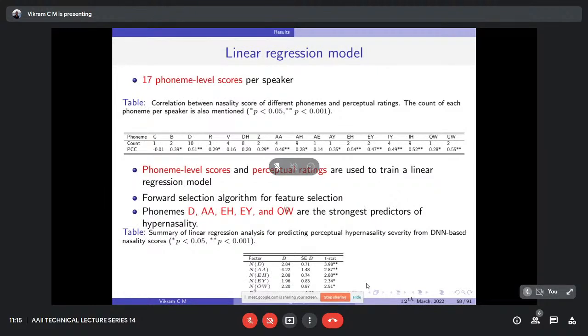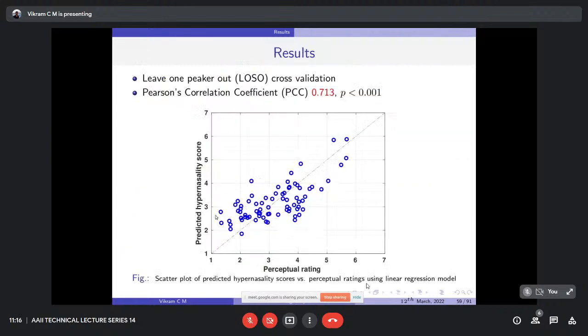These are some of the predominant phonemes we got, the ones with the strongest correlation with hypernasality. Finally, when we map the perceptual ratings to the predicted hypernasality scores, they give around 0.713 correlation with the perceptual ratings.